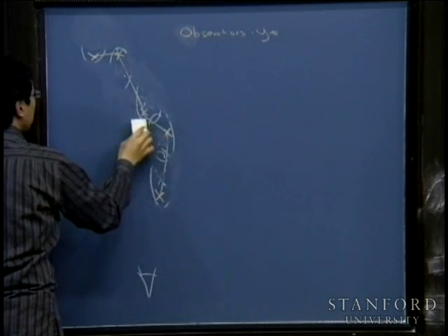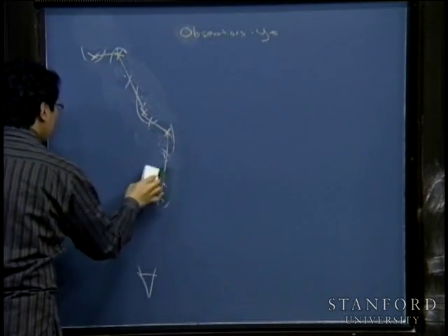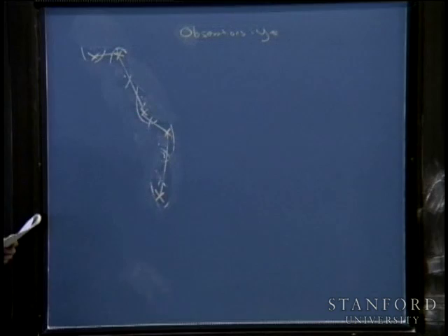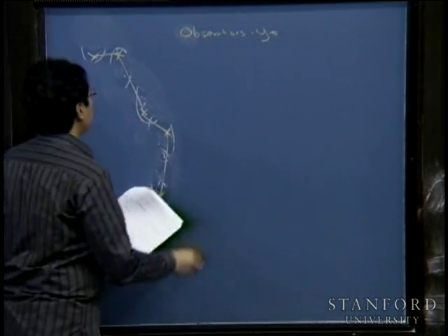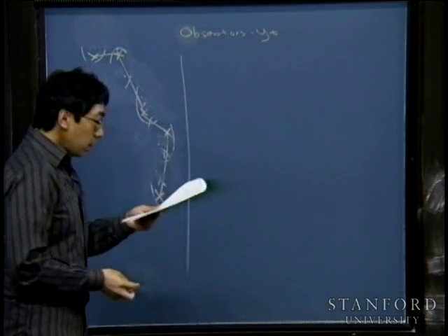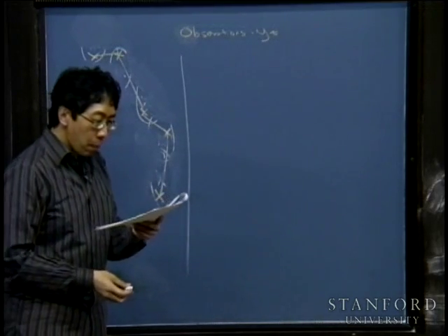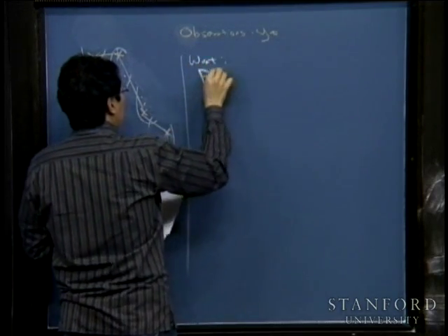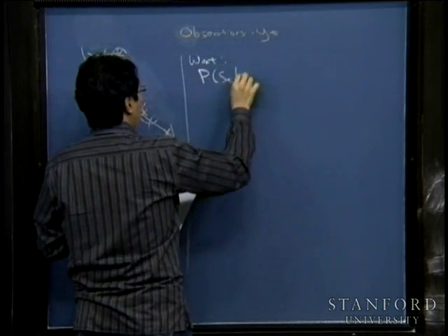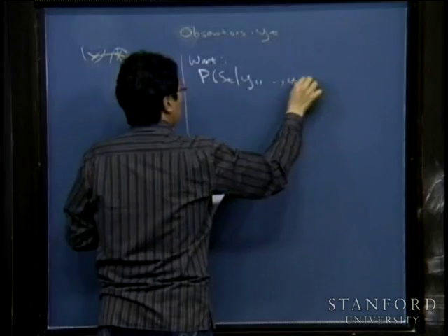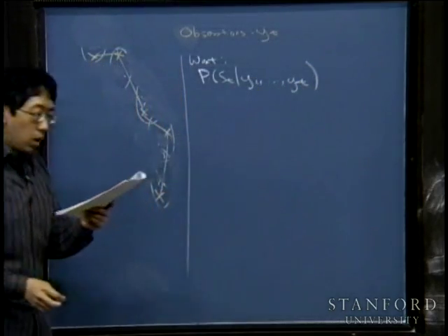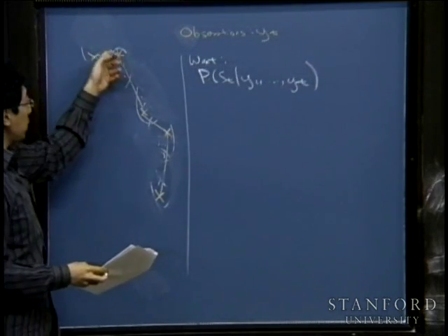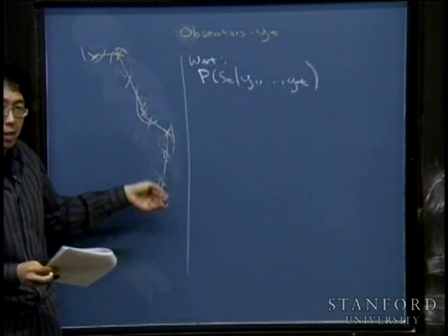The question is, given just the orange crosses, can you get a good estimate of the state of the system at every time step? So what you want to do is to estimate the distribution on the state given all the previous observations. So given observations 1, 2, 3, 4, and 5, where is the helicopter currently?